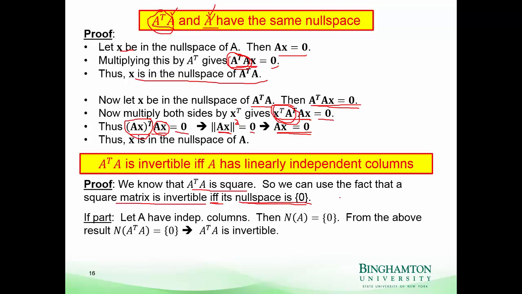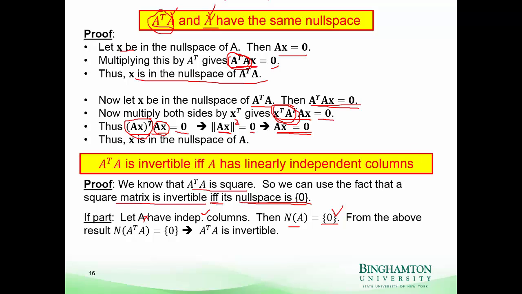So let's do the if part. If A has independent columns, all right, let A have independent columns. Then we know that the null space of A must only be the 0 vector. That's what it means to have independent columns: the only x that I can multiply from the right and end up with 0 is all elements of x being equal to 0. So the null space is just the 0 vector.